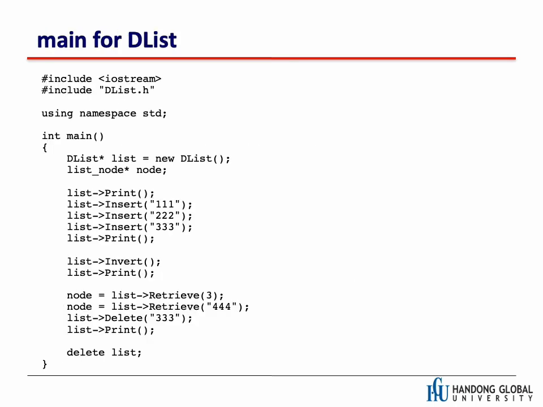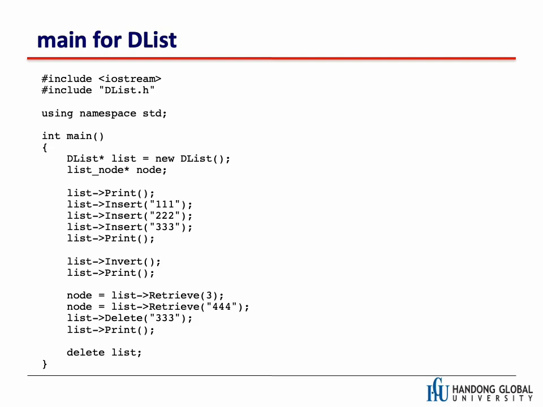Now we have a main function for the dlist class. In the main function, we declare one dlist pointer variable, list. List will get a memory space with the new operator. Then a list node pointer variable, node, is declared. So far so good. Then we call the list print function, and we call the list insert function, insert, and print, and invert, print, and retrieve, delete, print, and delete list.